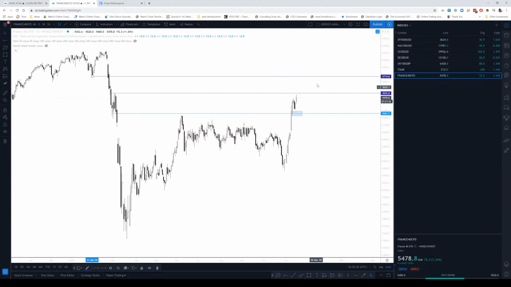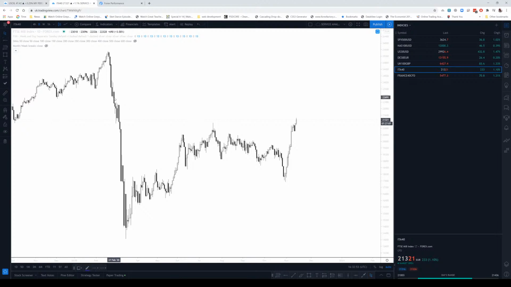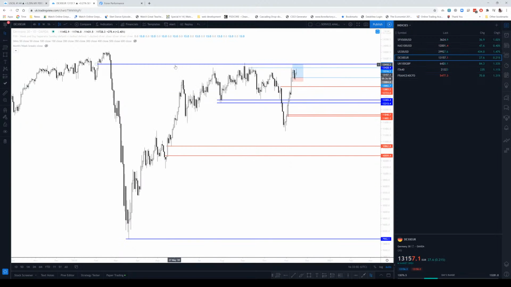So Mr. M, if you're around, that's your upside objectives. On this one, same thing, that's your upside objective. German 30, that is the upside objective on that. I did share that earlier.